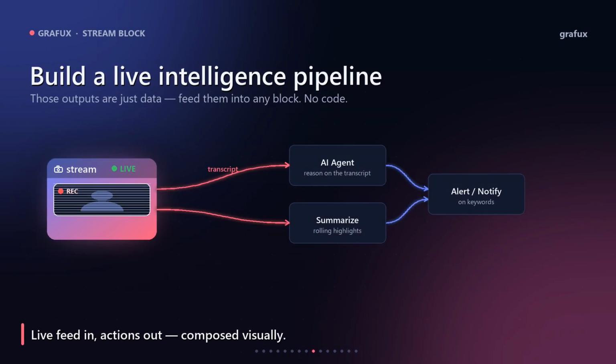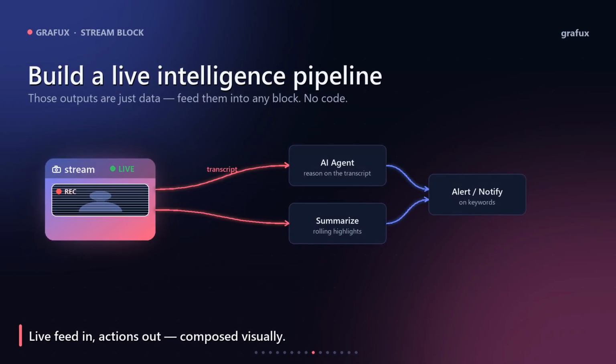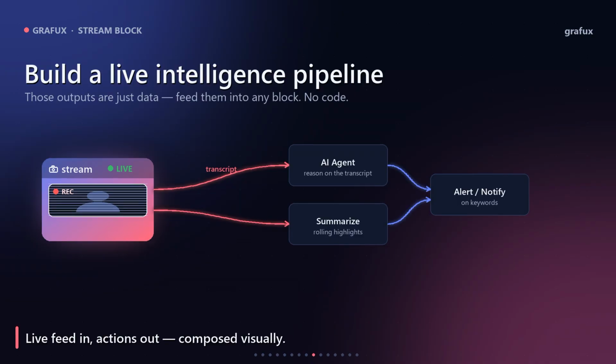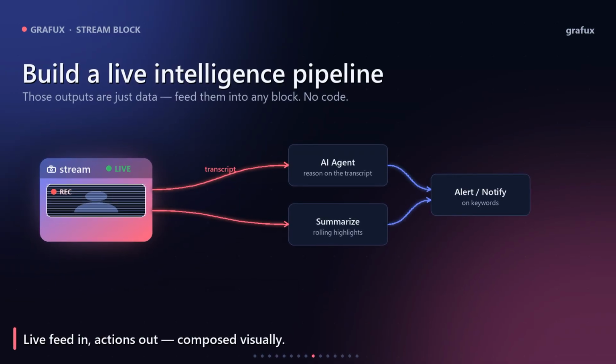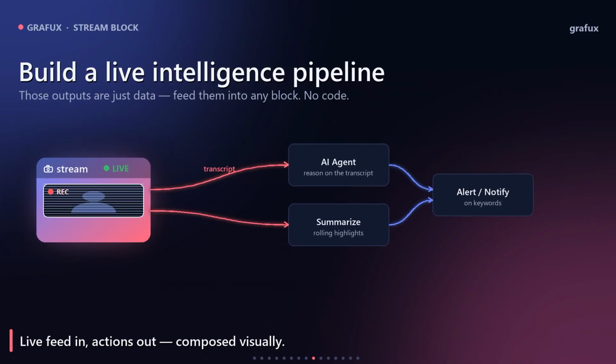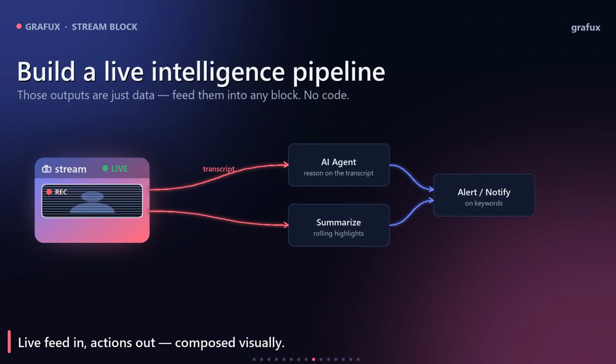Because those outputs are just data, you can compose with them. Feed the transcript into an AI agent to reason over it. Send it to a summarizer for rolling highlights. Trigger an alert on a keyword. In minutes, you have built a live intelligence pipeline, visually, with no code at all.